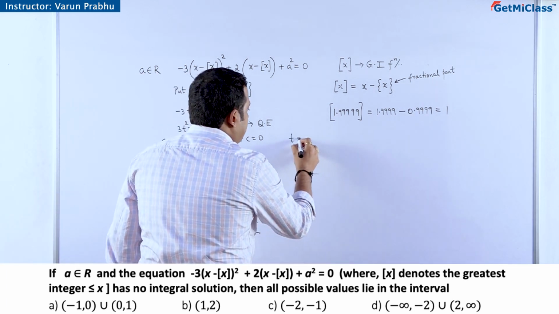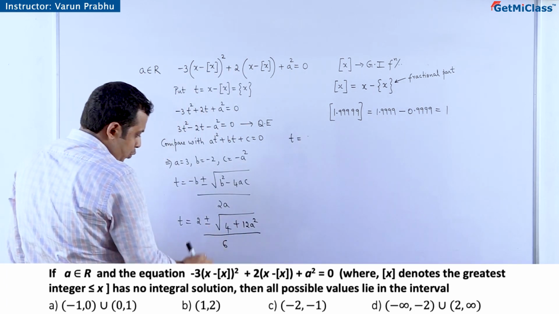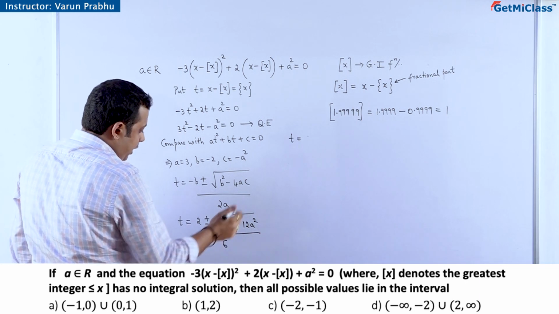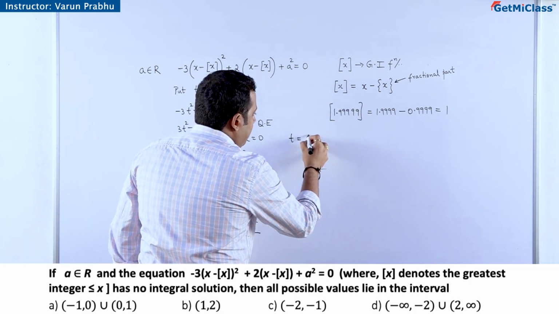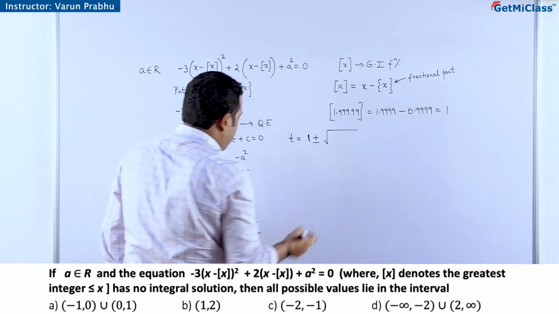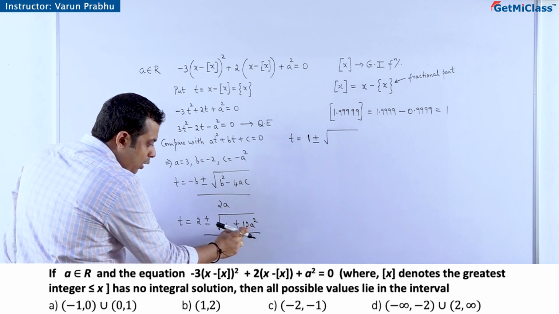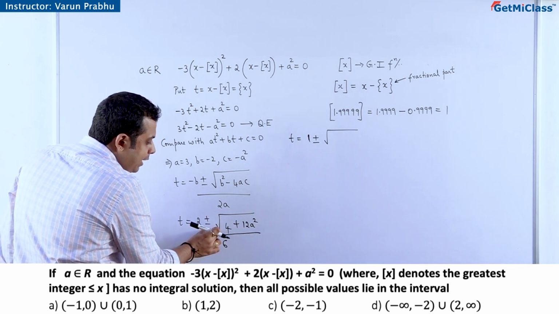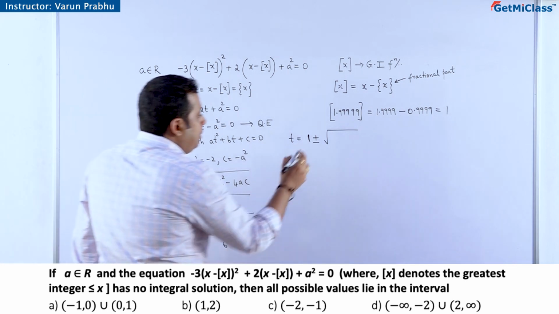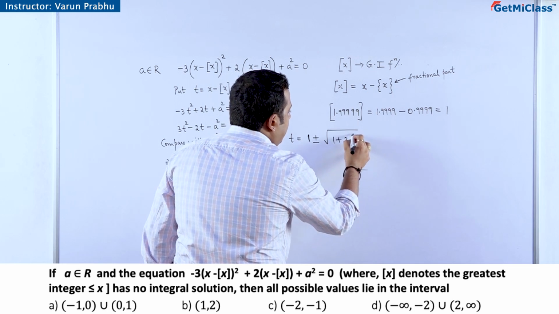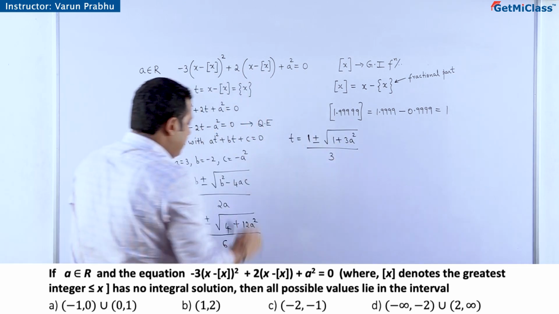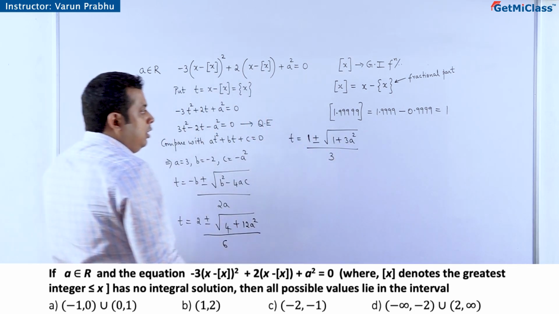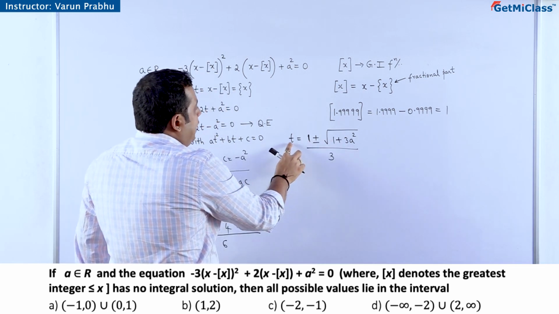So I can say t is equal to, if you divide by 2 throughout, take out 2 common, I'll be left with 1 plus or minus square root of, when I take out 4 inside the root, we will get outside the root as 2. So I'll be left with 1 plus or minus square root of 1 plus 3a square, divided by 3, correct or not? Divided by 3.